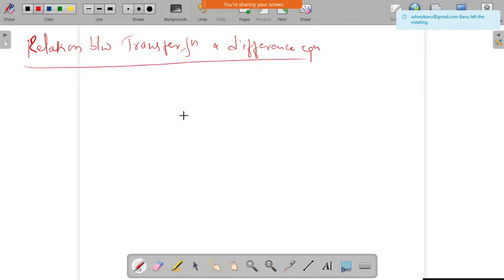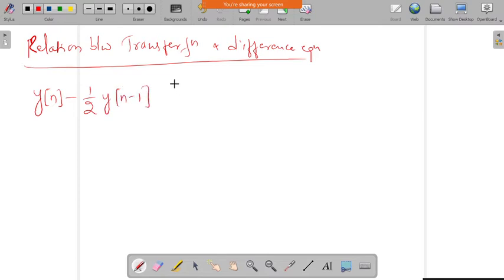Okay. So now first we will go directly to the problem. I'll give the difference equation and we are going to see how to solve for the transfer function. So if you take this problem, y of n minus half into y of n minus 1 is equal to 2 into x of n minus 1. Okay. Now this is the difference equation which is given.